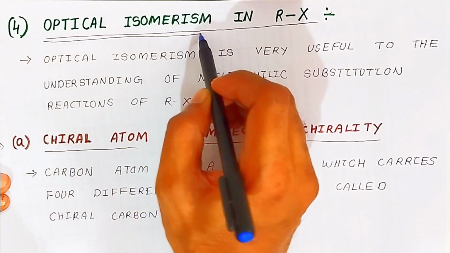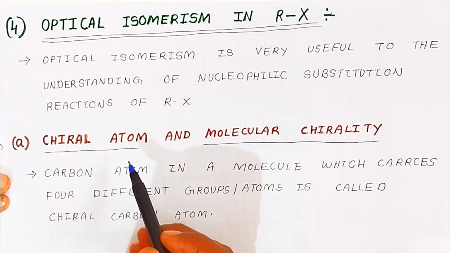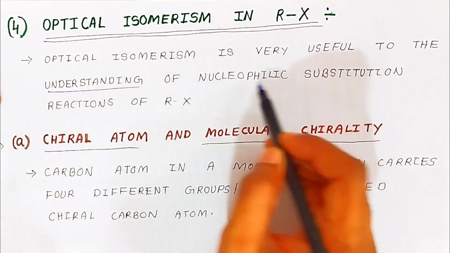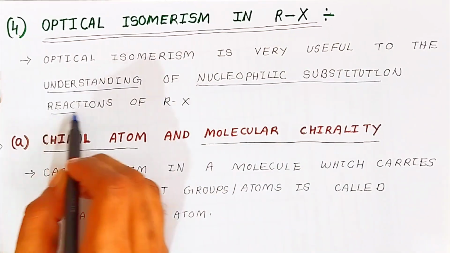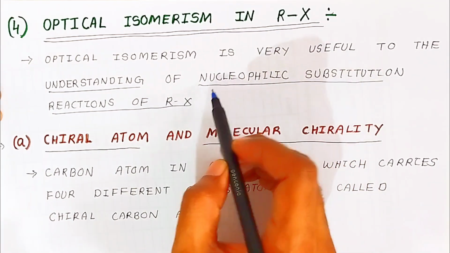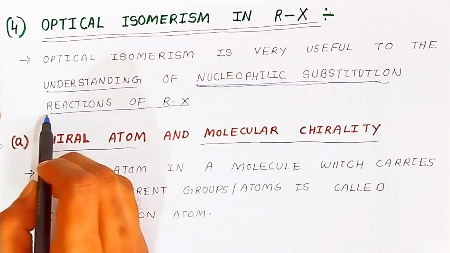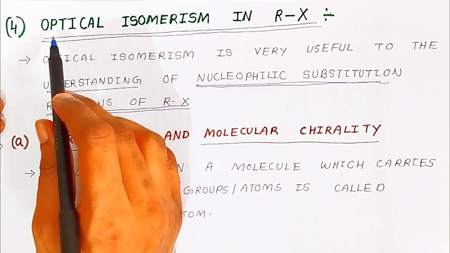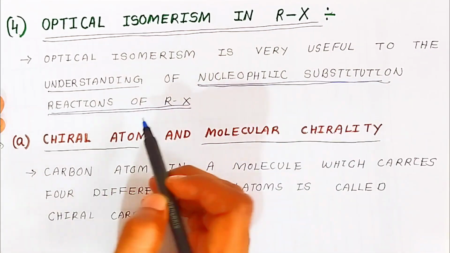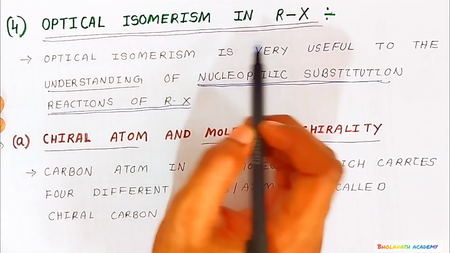The fourth property we are going to see is optical isomerism in alkyl halides. Optical isomerism is very useful for understanding the nucleophilic substitution reaction of alkyl halides. If you know this physical property, students, you are able to understand the chemical property, that is, the nucleophilic substitution reaction. So to understand the nucleophilic substitution reaction, you should know this physical property of alkyl halides.